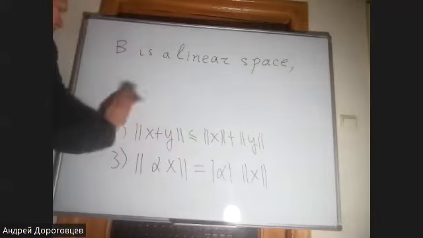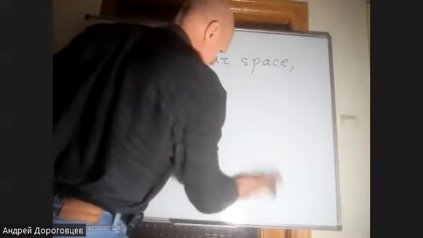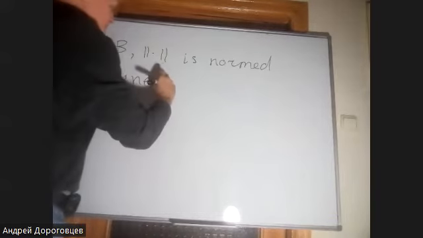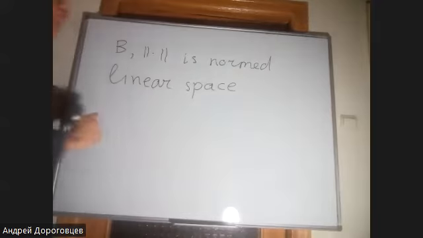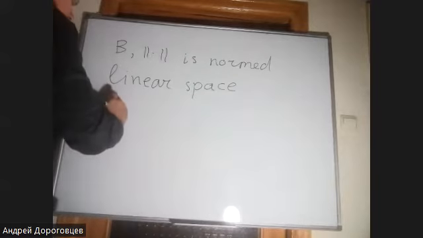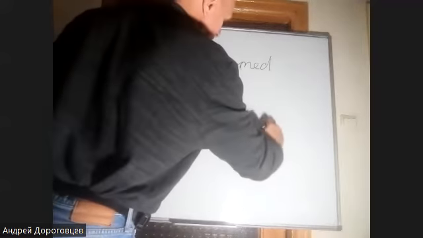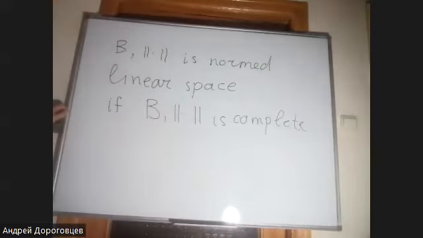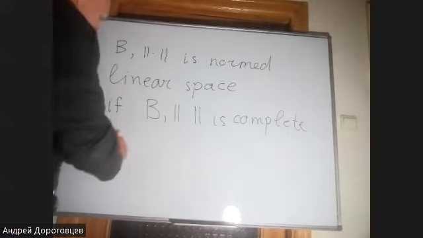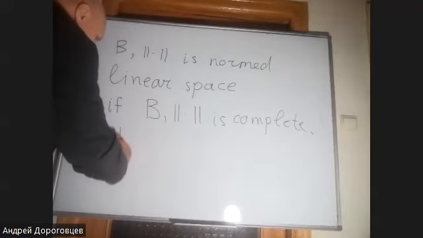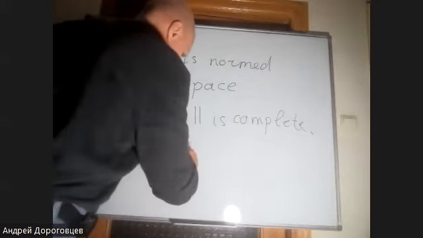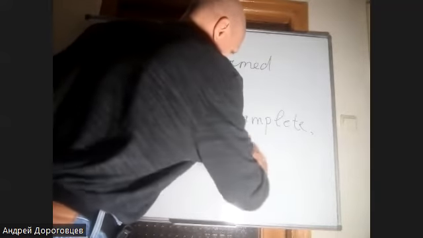Now we have a normed linear space B, and a final step. Let's suppose that B with this distance is complete, so that any Cauchy sequence has a limit in B. Then B is called a Banach space.